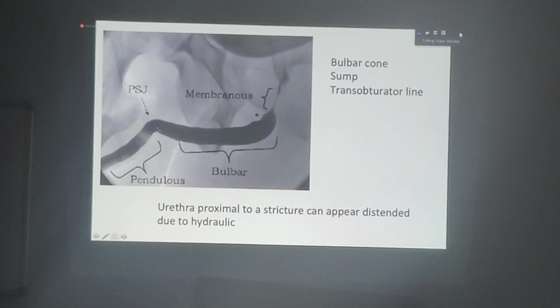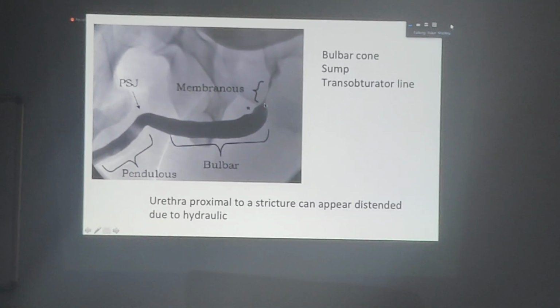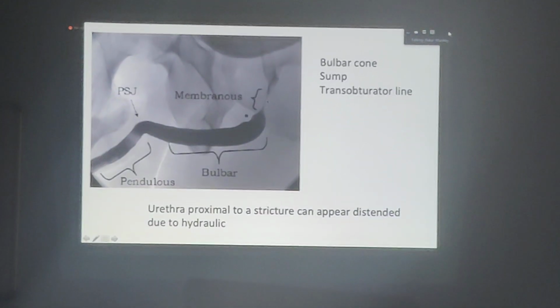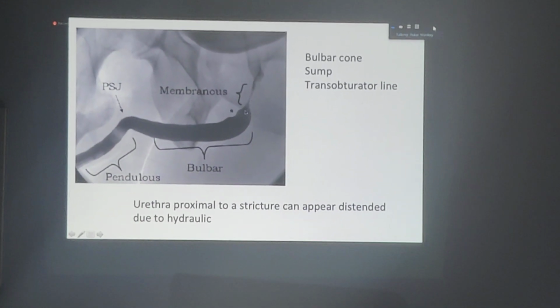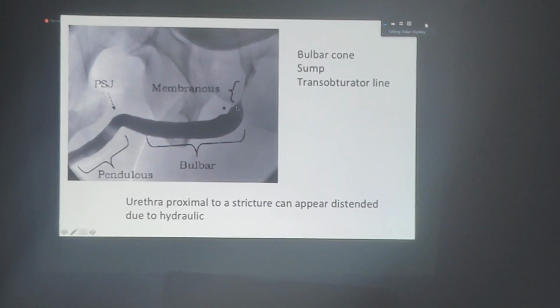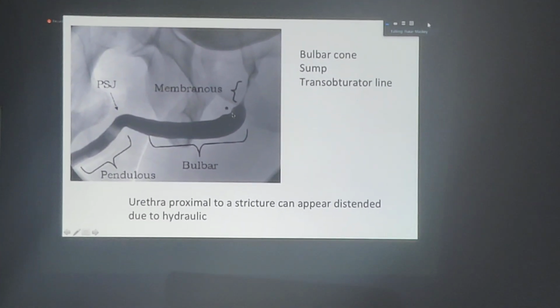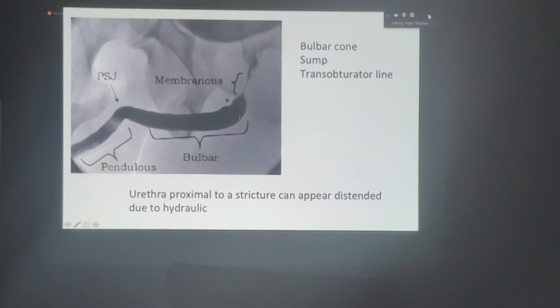The penile urethra would give you a rough idea about the length of the bulbar urethra. So the bulbar urethra has a bulbar cone here. This part is the membranous urethra. It is constricted by the sphincter muscle. Oftentimes, just beneath the bulbar cone, you have a constriction-like thing.